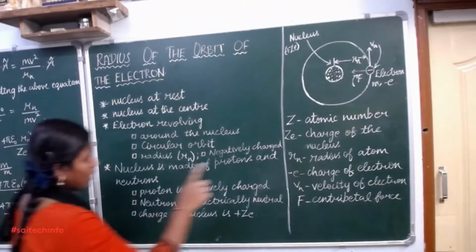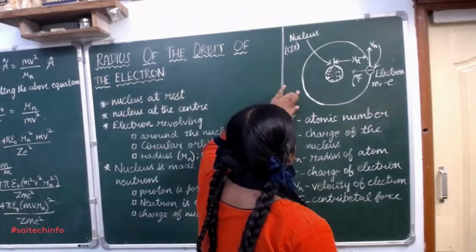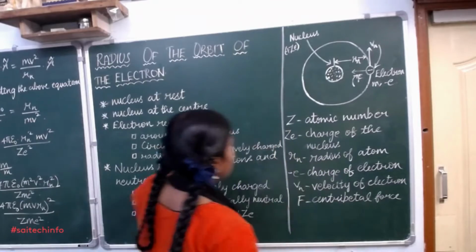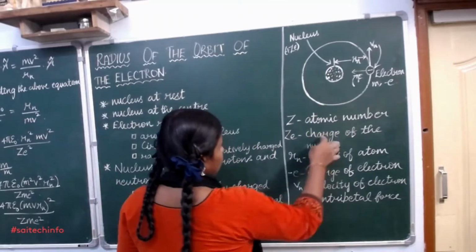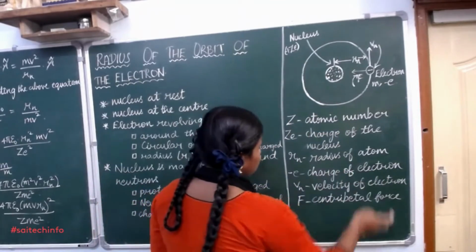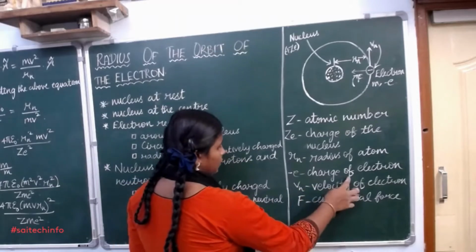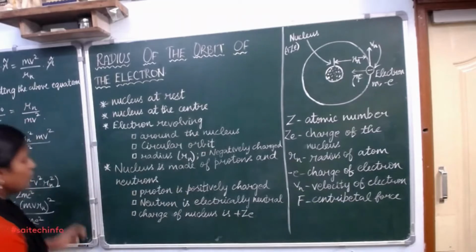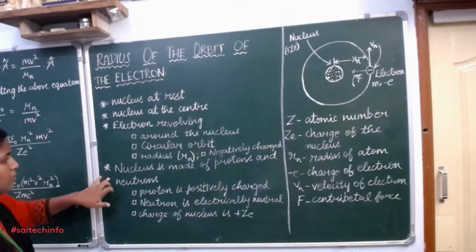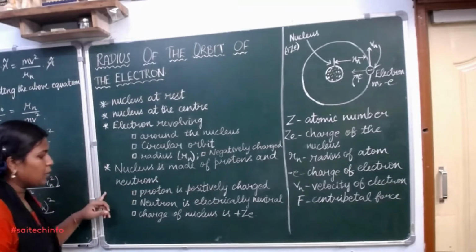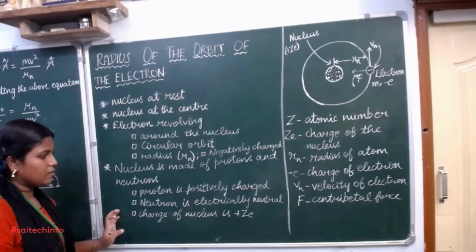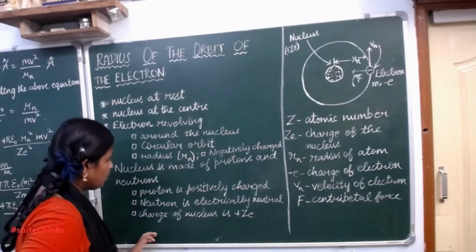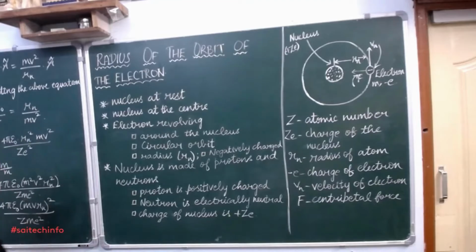Here you see the diagram description. Z is the atomic number and Ze is the charge of the nucleus, Rn is the radius of the orbit, minus e is the charge of the electron, Vn is the velocity of the electron, and F is the centripetal force. Now let us look at the nucleus. The nucleus is made up of protons and neutrons. A proton is positively charged and a neutron is electrically neutral. The charge of the nucleus is plus Ze.